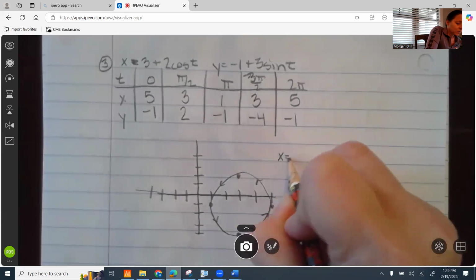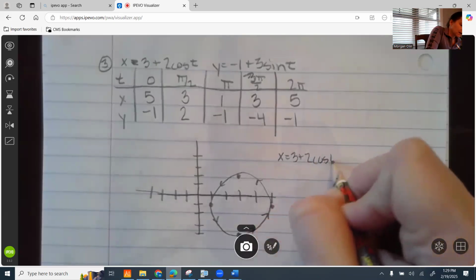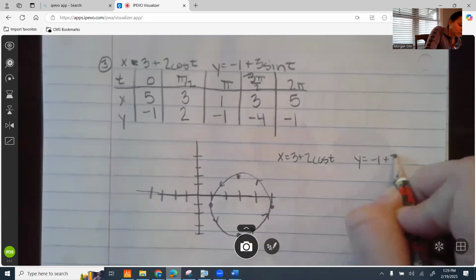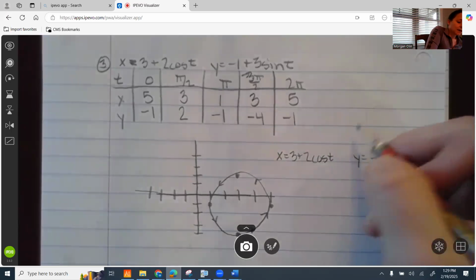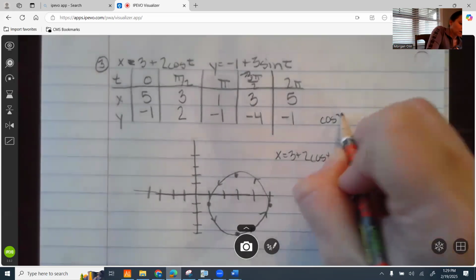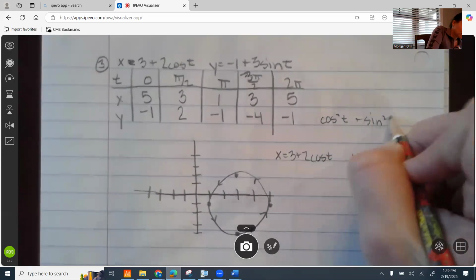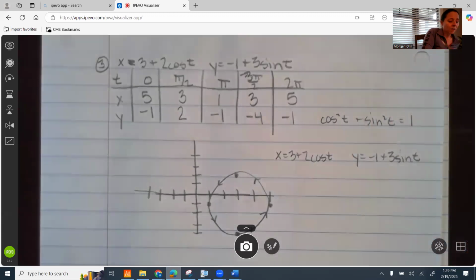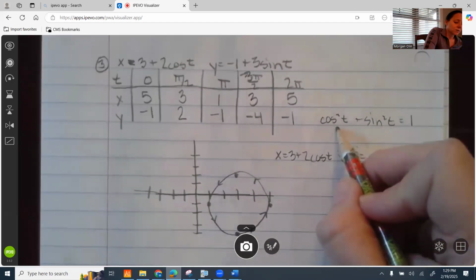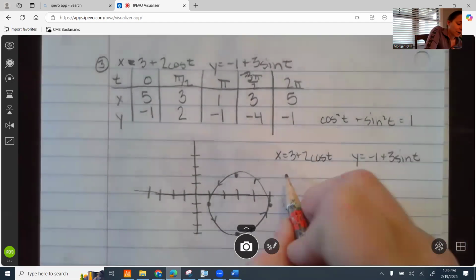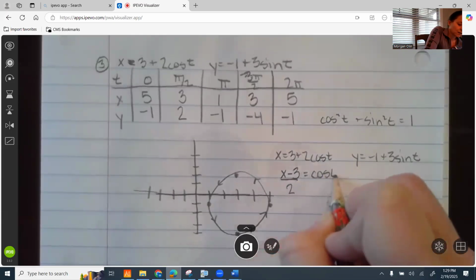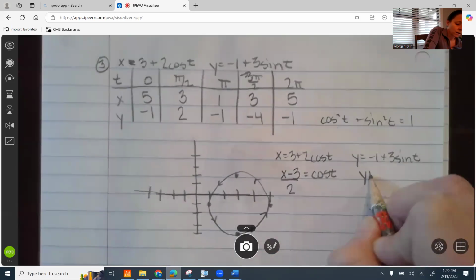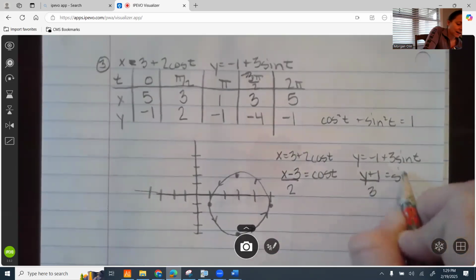Okay, so we know x equals 3 plus 2 cosine t and y equals -1 plus 3 sine t. So remember this: cosine squared t plus sine squared t equals 1. Now, here's the thing. The last one was actually solved for cosine and sine, so we could just plug it into this formula. This isn't yet. Think about what we need to do. We need to subtract 3, and we would divide by 2 to give us cosine. And then the same thing here, add 1, and then we would divide by 3, and that gives us sine.